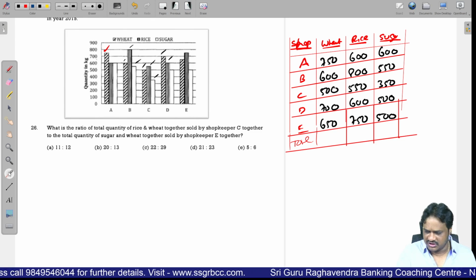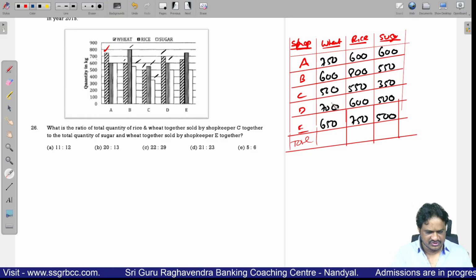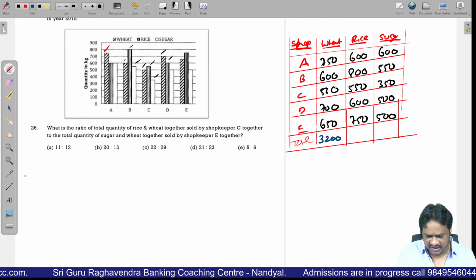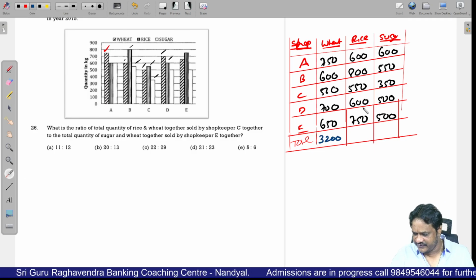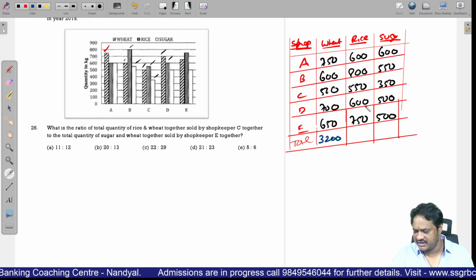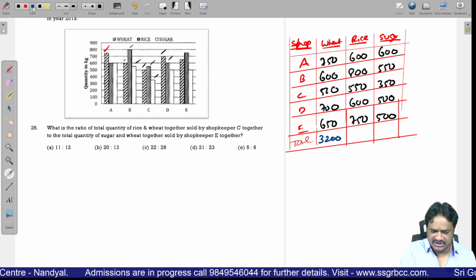Let us do the totals. See this one: 750 plus 650, 1400. 1400 plus 600, 2000. 2500, 3200. The first one is 3200. Let us take this one: 750 plus 550, 1300. 1300 plus 600, 1900. 1900 plus 800, 2700, that is 3300.